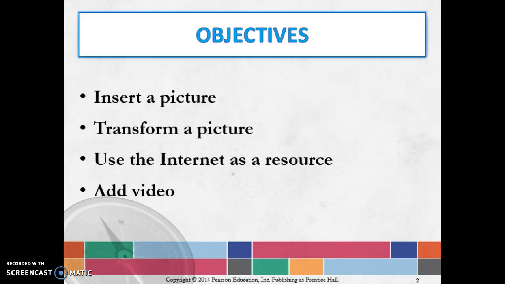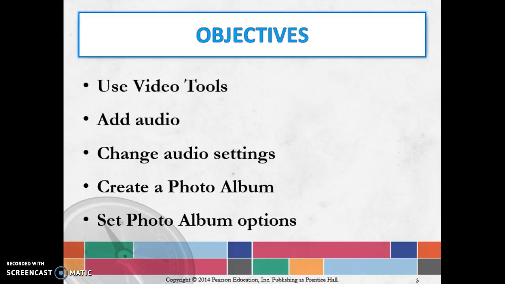This week we are going to finish up chapter 4 of PowerPoint. And so we're going to pick up on slide 25. We're going to be covering the topics of adding a video, video tools, adding audio, changing the audio settings, creating a photo album, and setting photo album options. So those are some of the different topics that we're going to cover as we wrap up week 4, which is the final chapter of PowerPoint.